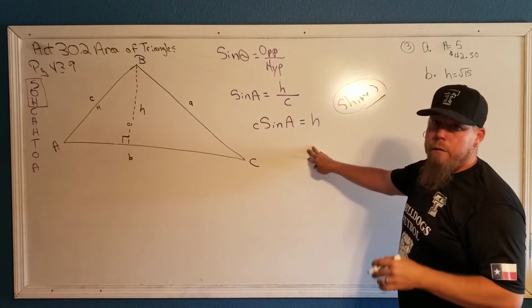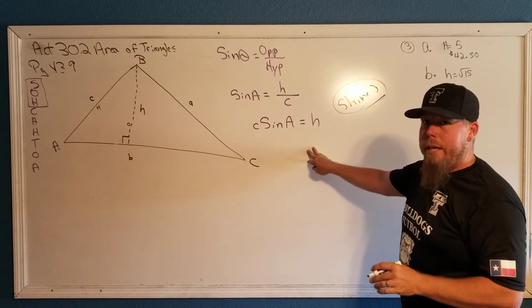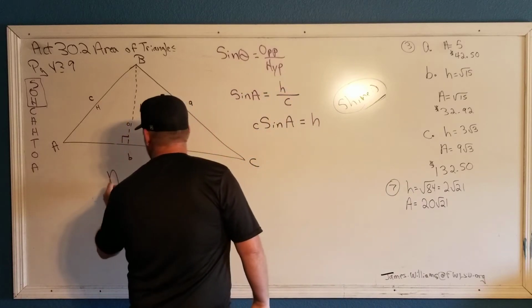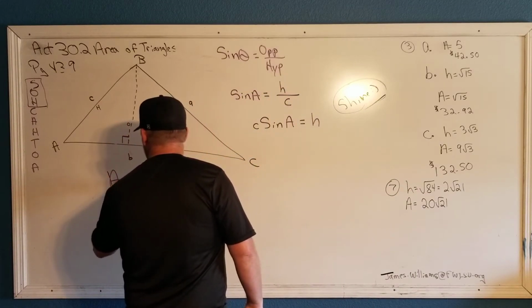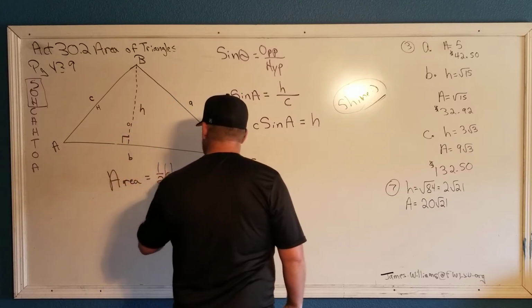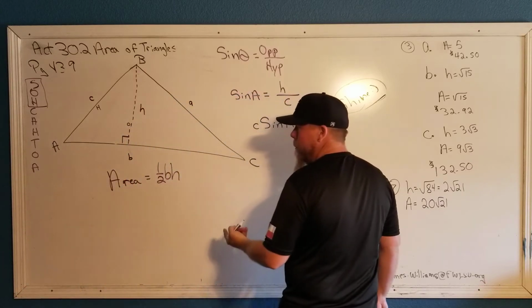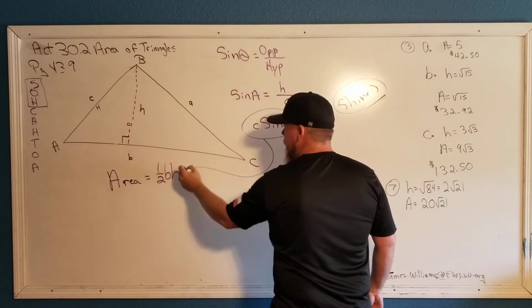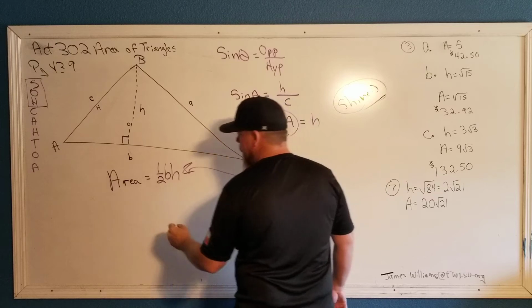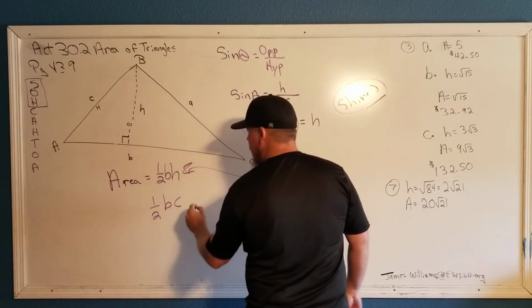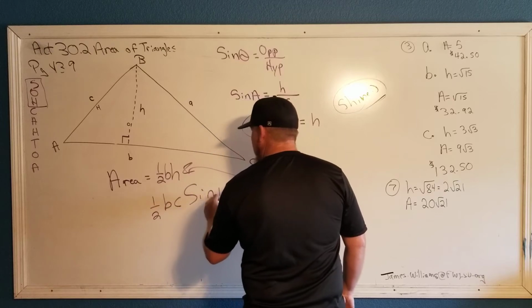Remember, if we're thinking formula for area of a triangle is 1/2 base times height, we know what our base is, it's B. So if my area formula is 1/2 BH, right? I know my B, but I don't know my H. I can substitute. I can take this value and plug it in right here, and watch what happens. I get 1/2 B times C times sine of A.